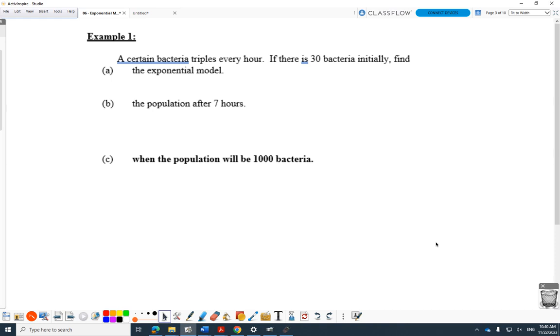A certain bacteria triples every hour. If there's 30 bacteria initially, find the exponential model. So you start off by writing y equals AB to the x, or if you're feeling very grown up and cool and you want to switch over and use y equals CA to the x, because apparently that is the cool way to write it in biology and chemistry, you can use either one. It doesn't really matter.